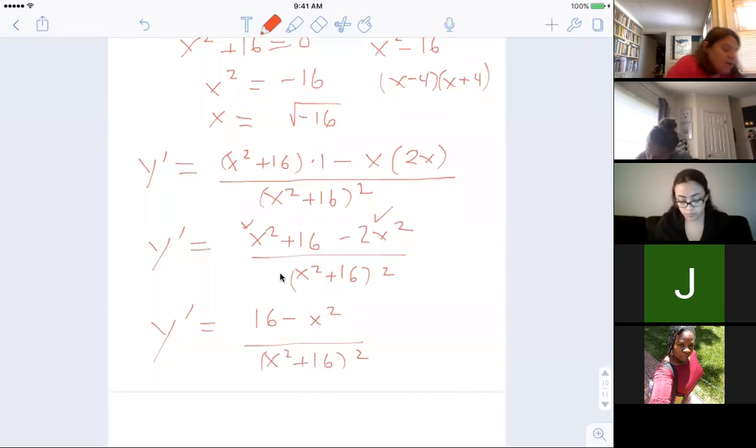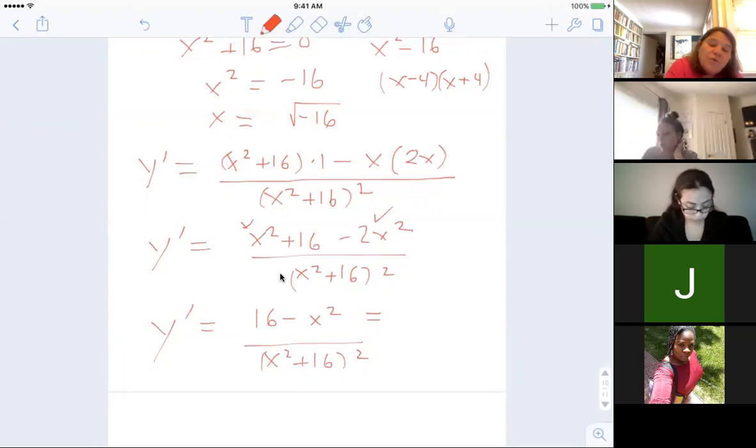Now, let's review what critical numbers are. They're where the derivative is 0. Now, the only way a fraction can be legally 0 is if the numerator is 0. Look at this numerator. Will that numerator factor right there? Be careful. What's out front? You got 16 out front. Will it factor, guys?